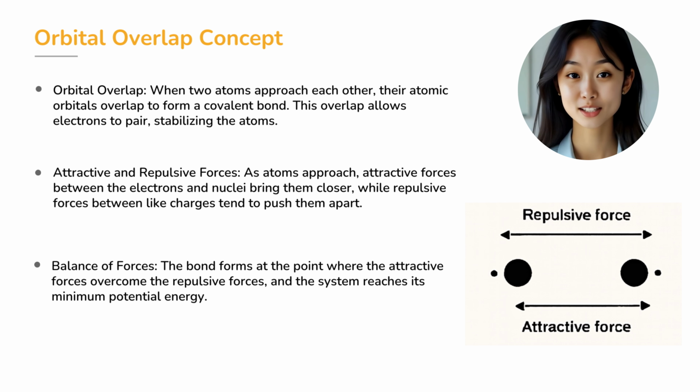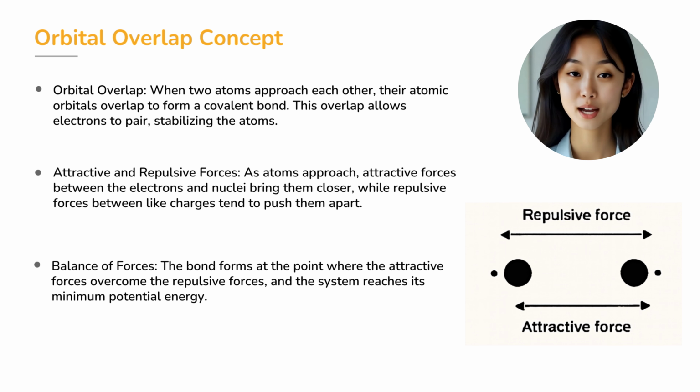At some point, these attractive forces outweigh the repulsive ones, and the atoms settle into a position where the total energy of the system is minimized. This is the sweet spot where the bond is formed. The electrons in the overlapping orbitals pair up, creating a stable bond between the two atoms.